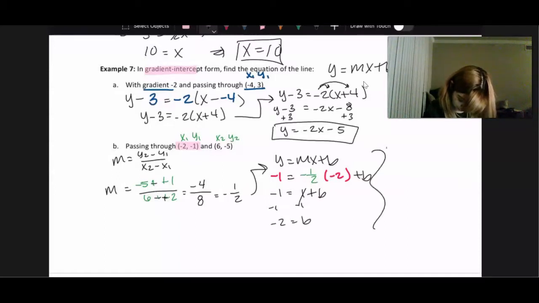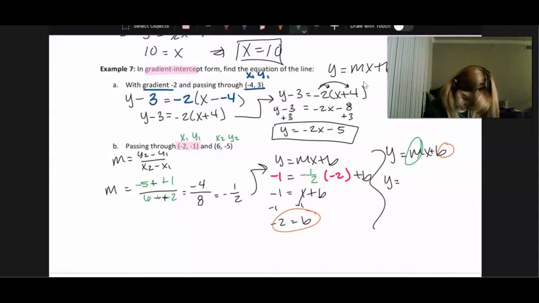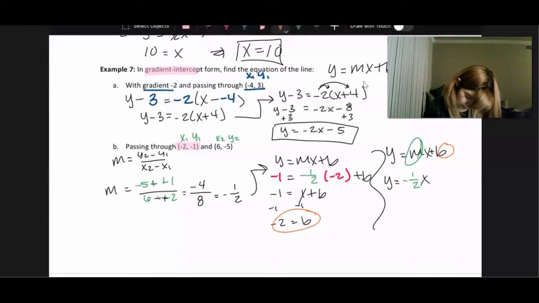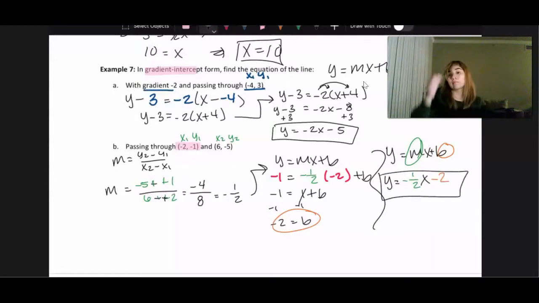So I can rewrite my formula, where now I know b, so I can plug that in, and I know m. So y equals negative 1/2 x plus b, but since it's a negative number, I'll write it as negative 2. So that's the second method. If you had used the same method we did in part A, so point-gradient form, you would get the exact same answer. Either method works. So I could have used this method for part A or this method for part B. Doesn't matter. Like I said, those are just two suggestions you can use.